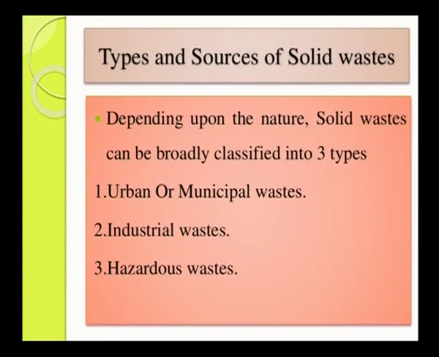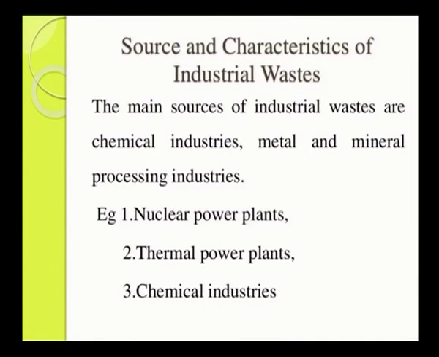Types and sources of solid waste. Depending upon the nature, solid waste can be broadly classified into 3 types: urban or municipal waste, industrial waste, and hazardous waste. Now, moving on to the sources and characteristics of industrial waste. You have nuclear power plants, thermal power plants and chemical industries. These are the main sources, especially where metals and minerals are processed.